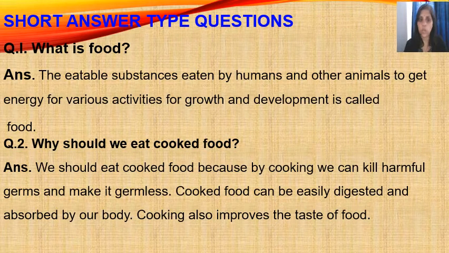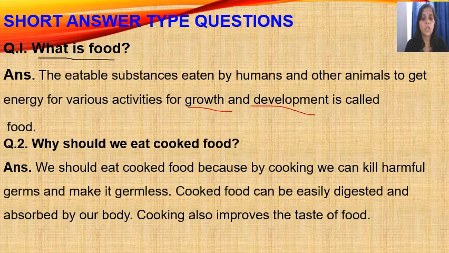Short answer type questions. What is food? Very common question for this chapter. The eatable substances eaten by humans and other animals to get energy for various activities, for growth and development is called food. That is, food is any substance which is eaten by human beings to get energy, for growth and for development.